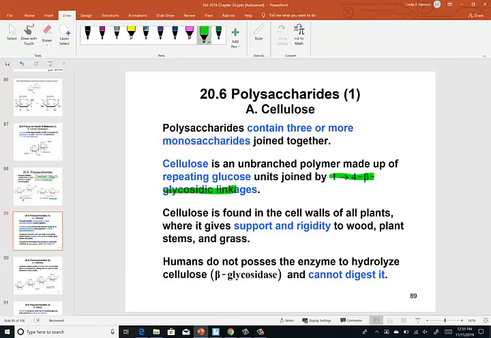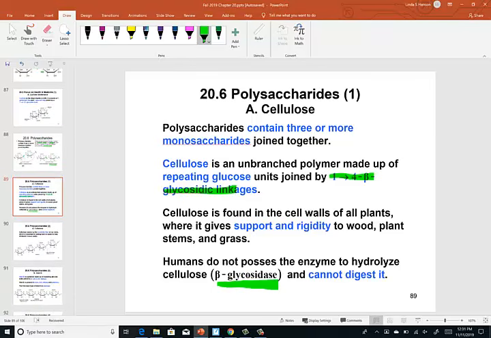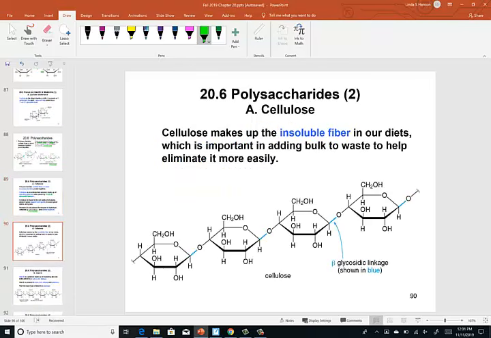Humans are not able to digest the cellulose molecule because we lack the enzyme to hydrolyze it. We can't break down those glycosidic linkages, and therefore it comes out in the same fashion as it went in. Which is fine because it adds a little consistency to our solid wastes. That's its purpose, to increase your fiber and give you a more solid waste product. So again, here's cellulose. You notice that each time the glycosidic linkage is pointing up, shown in blue. So this is a beta for cellulose.